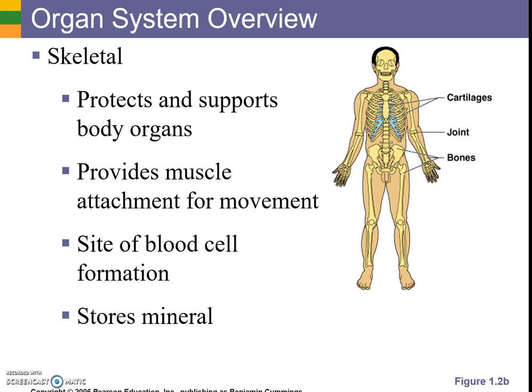Something that often gets overlooked is that this is where our blood cells are formed, within our bone marrow. If we didn't form our blood cells, we're not going to live very long. And then finally, we do store minerals such as calcium and a few other minerals, and this helps us maintain a balance of these chemicals in our blood system and in our body.